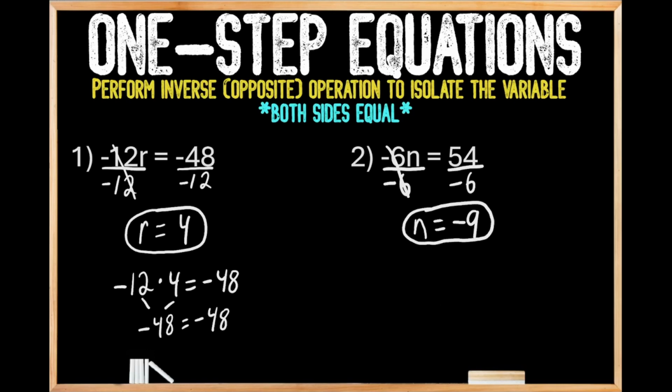And just to make sure that we have the correct answer here, we're going to plug in our value for n in our original equation. So we have negative 6 times negative 9 equals 54. And when we multiply negative 6 by negative 9, since we're multiplying two negatives, it means we're going to get a positive product. So when we multiply negative 6 by negative 9, we get 54. And then since both sides of this equation are equal, it means that we have the correct answer. N is equal to negative 9.